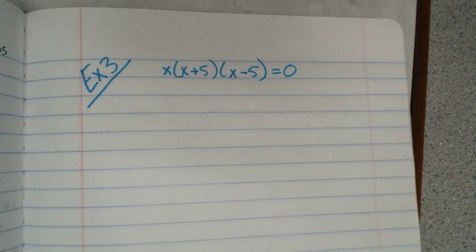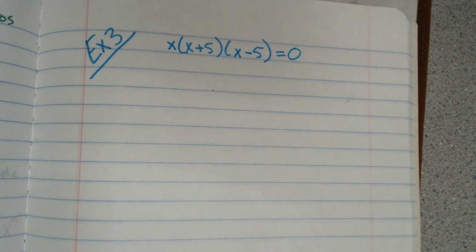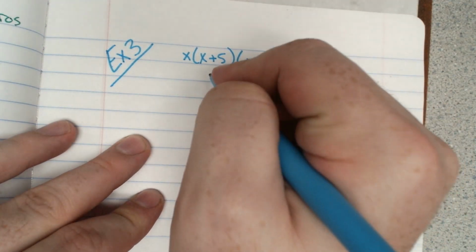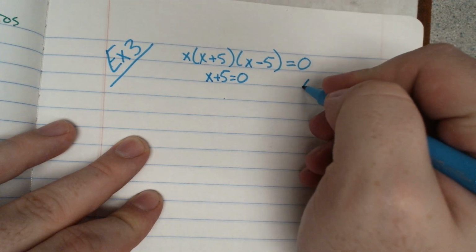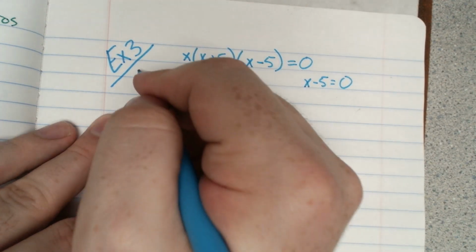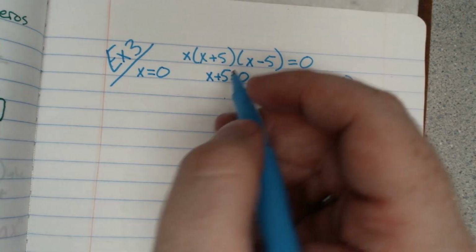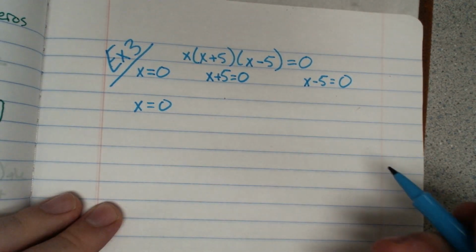So we've got x times the quantity x plus 5 times the quantity x minus 5 equals 0. This is still three things multiplied together to get 0, so one of them has to be 0. We could say x plus 5 would make 0, or x minus 5 would make 0, but it also works if x is 0. So then this one's already solved for. X equals 0 is just an answer already.